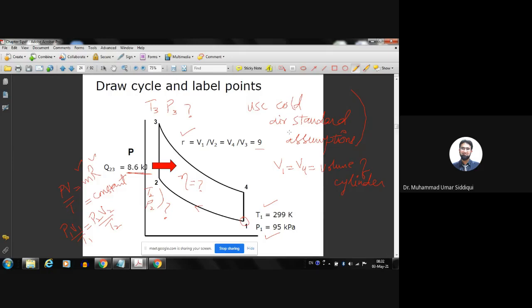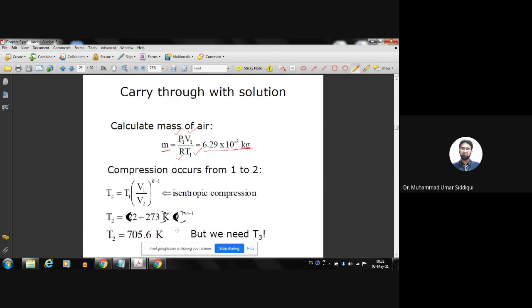If you remember, in chapter number 7, we developed 3 equations for isentropic cases, one relating temperature with the specific volume, another relating temperature with the pressure, and the third one relating pressure with the volume. Since we need to know the temperature and pressure at this point, we can use the equation relating temperatures with the volume. We know what is the volume V1.